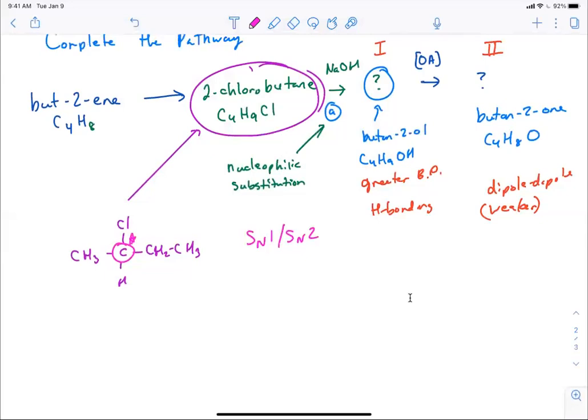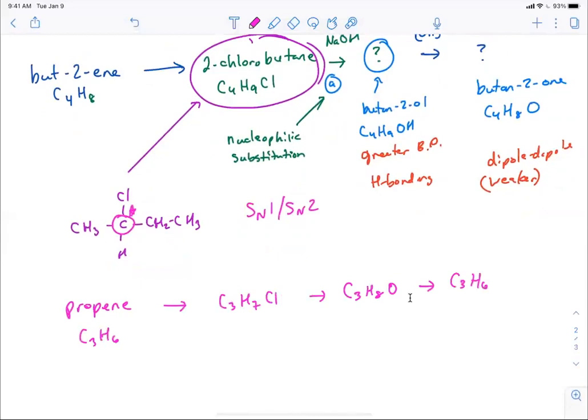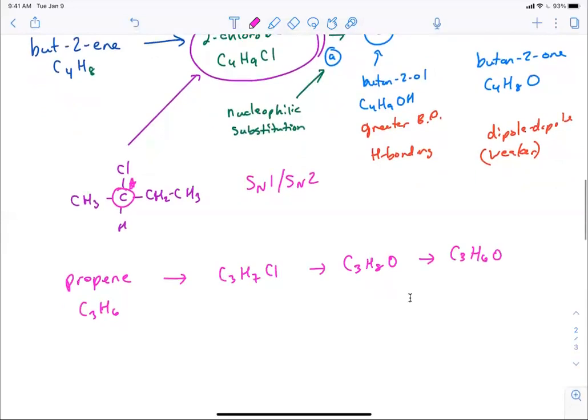So I would predict if they're going to talk about organic chemistry, this is what they're going to be talking about, a pathway. And the HL topic question will be longer than the SL topic because there's more things to ask about. Like I saw a question on an HL test where you have propene, which is C3H6, produces C3H7Cl, produces C3H8O, produces C3H6O. Okay.